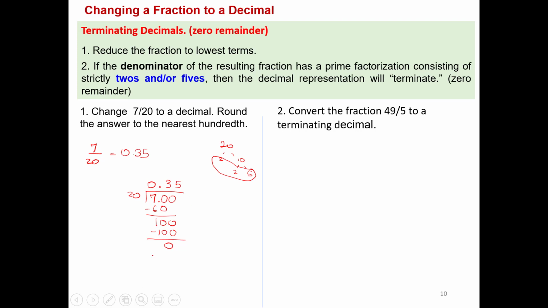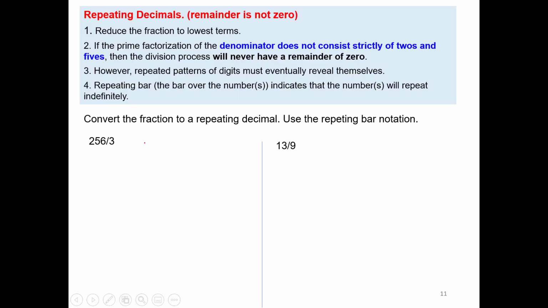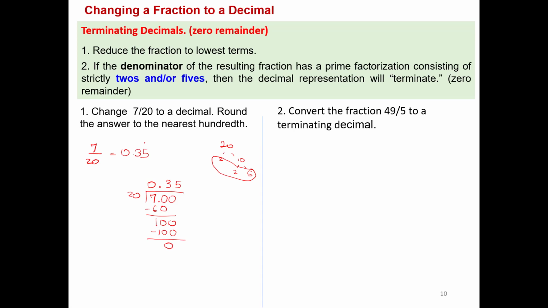Next, we want to round this one to the nearest hundredth. And we don't need to do anything, because it's already at the hundredths place. Then the answer is 0.35.